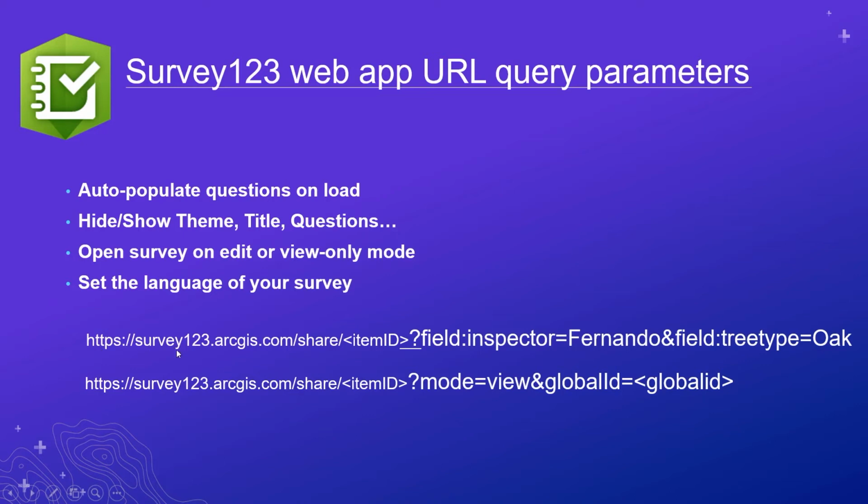We have the URL of Survey123 followed by the item ID of the web form you want to launch, and then the query parameters. First, we are passing the value Fernando to the inspector question and the value Oak to the tree type question. In the second example, we use the mode parameter to open a survey in view-only mode, retrieving information from a particular feature. You can see that we are using the global ID parameter to specify which feature we want to display in view-only mode. I'll give you a quick demonstration of this.